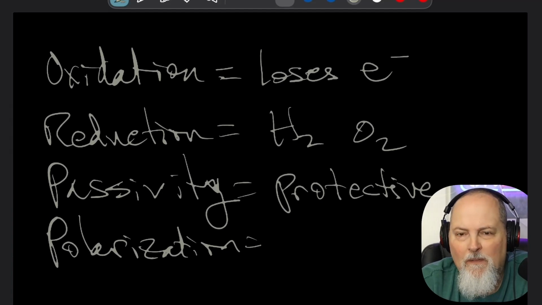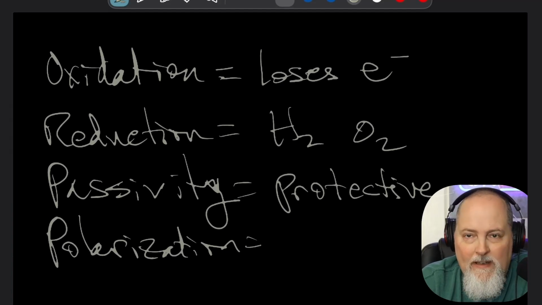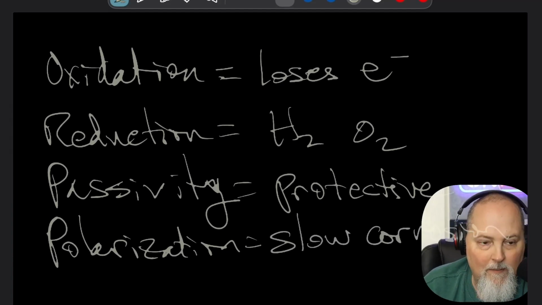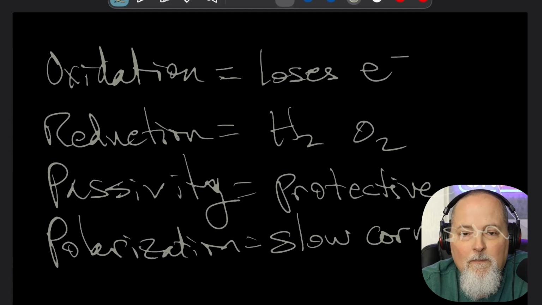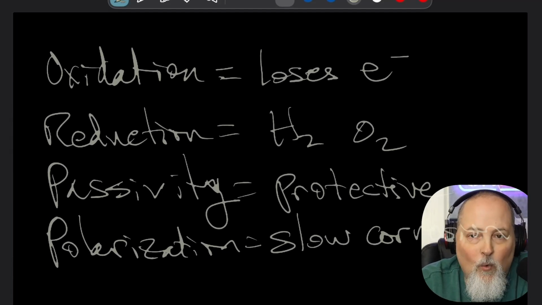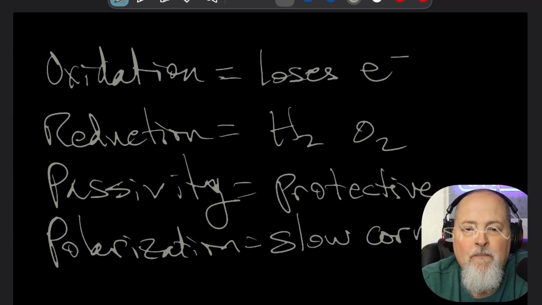If I cool the water off, because heat also adds to a corrosion rate, right? If I cool the water off, then I'm slowing down that corrosion. So polarization is just some way to reduce the corrosion rate. So oxidation loses electrons for the reduction that gains or uses the electrons. Passivity is a protective oxide film, and polarization is the corrosion reaction slowing down.